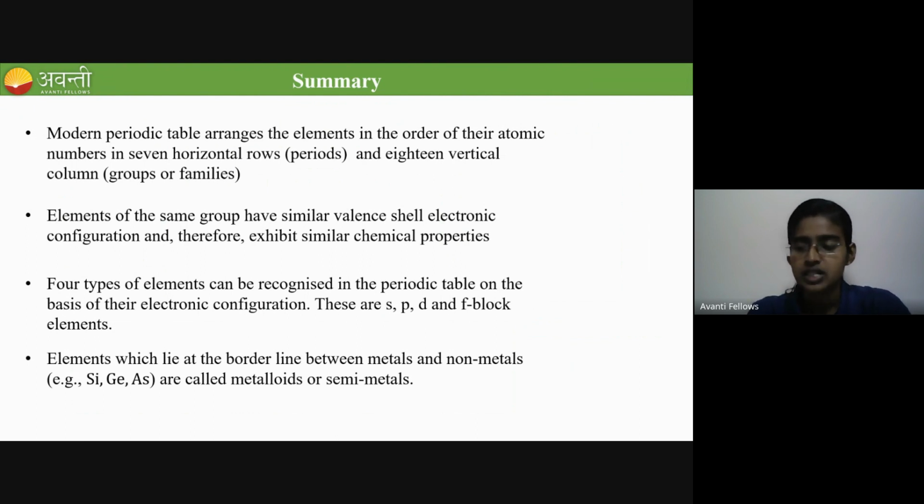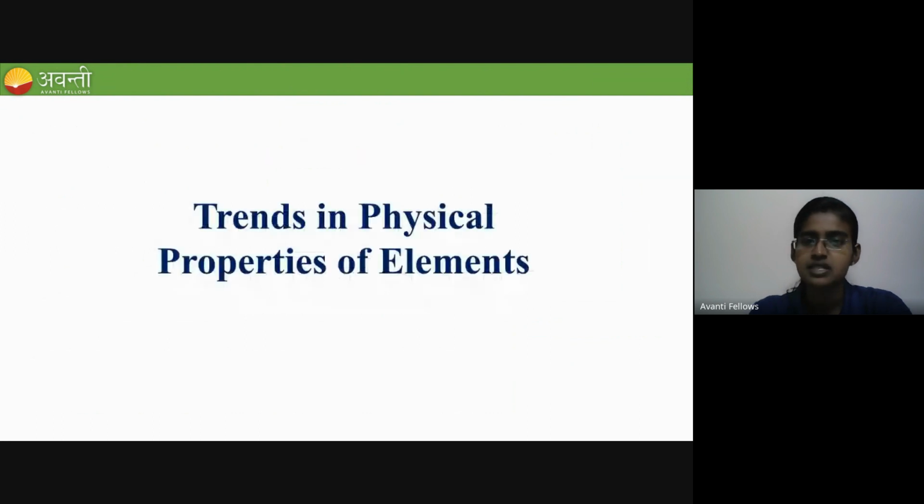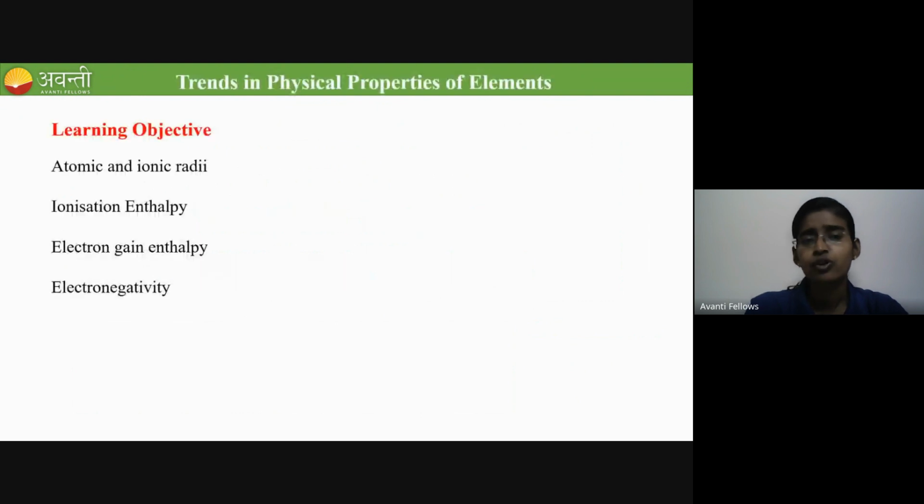Now let us move on to the second half of this lesson, which is the trends in physical properties of elements. We will study both physical properties as well as chemical properties. First let us complete the physical properties and their trends, and then we will study the chemical properties and their trends. Okay. So now moving on to the physical properties, we are going to study 4 physical properties.